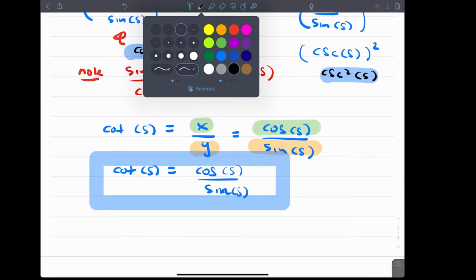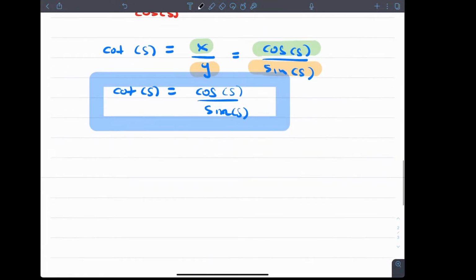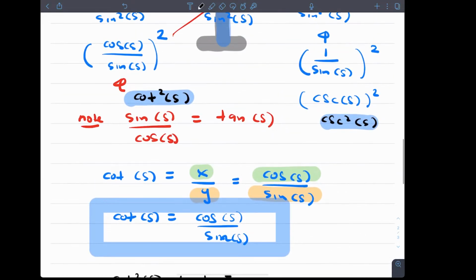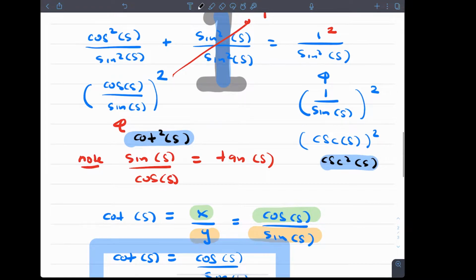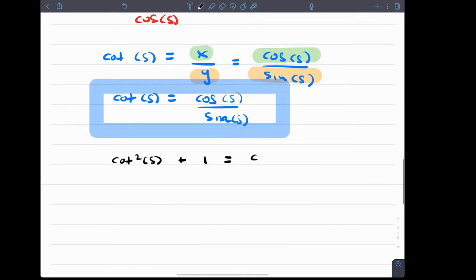So let's put it all together. Let's write this down. What you're looking at is cotangent squared s plus 1 is equivalent to cosecant squared s. And ladies and gentlemen, this is your final Pythagorean identity. There's only 3.